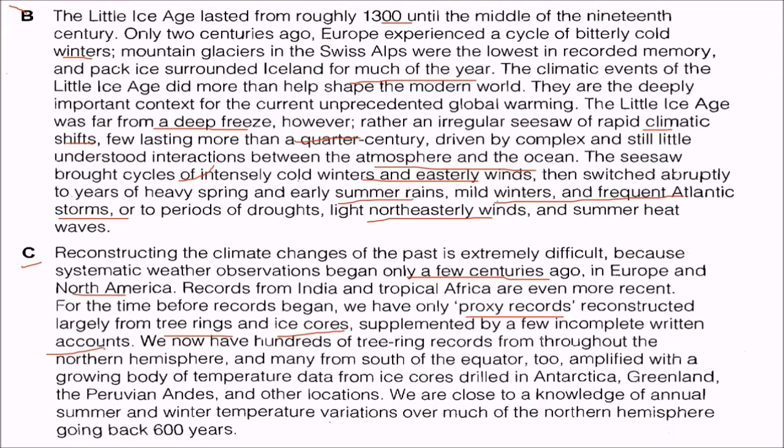We now have hundreds of tree ring records from throughout the northern hemisphere and many from south of the equator, augmented by a growing body of temperature data from ice cores drilled in Antarctica, Greenland, the Peruvian Andes, and other locations. We are close to knowledge of annual summer and winter temperature variations over much of the northern hemisphere, going back 600 years.